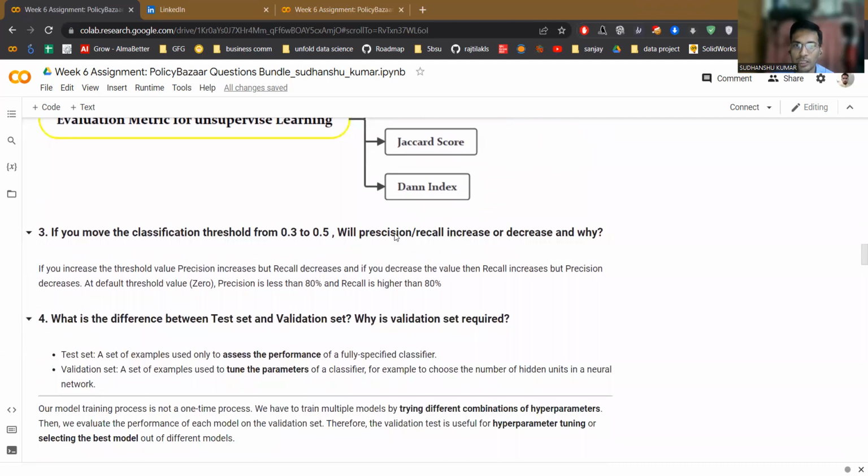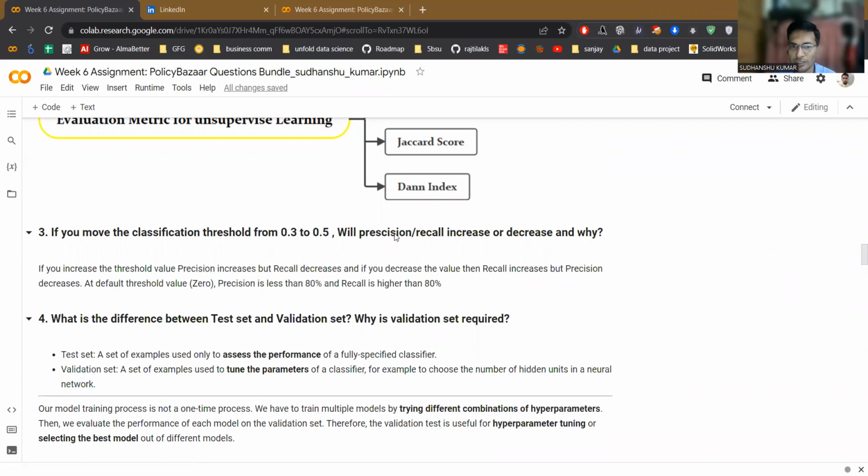If you move the classification threshold from 0.3 to 0.5, will precision or recall increase or decrease, and why? If we increase the threshold from 0.3 to 0.5, it means that precision increases but recall decreases. If we decrease the value below 0.3, then recall increases and precision decreases.